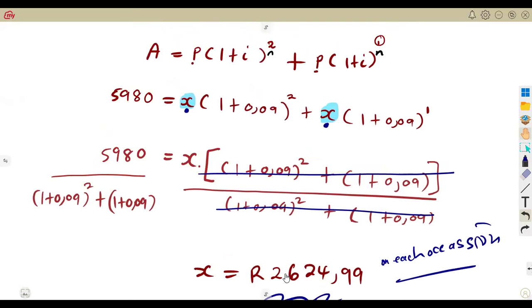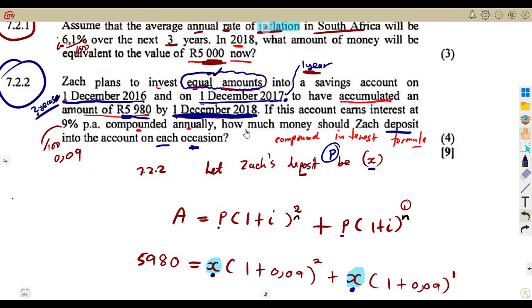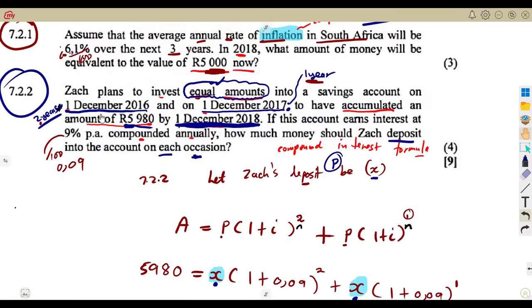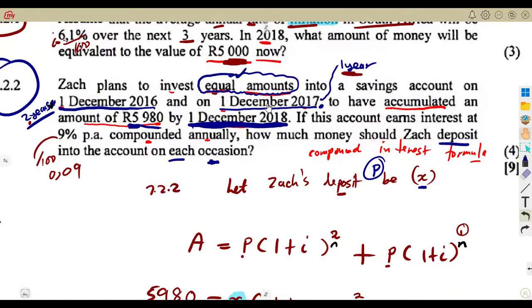So the first one, he deposited this, then he also came back and deposited the same amount, only that the periods were different. The first one was on 1 December 2016, another one on 1 December 2017, which is supposed to increase until 1 December 2018. That was our question there.